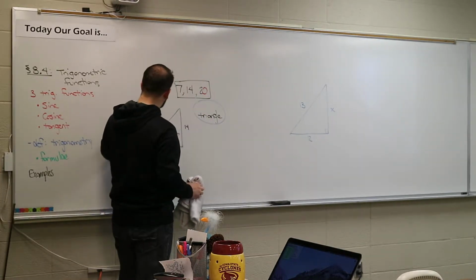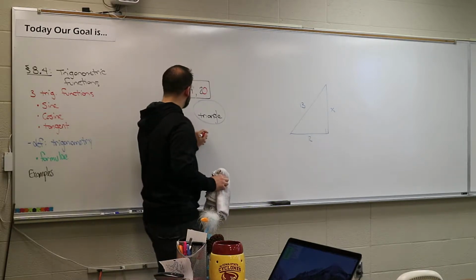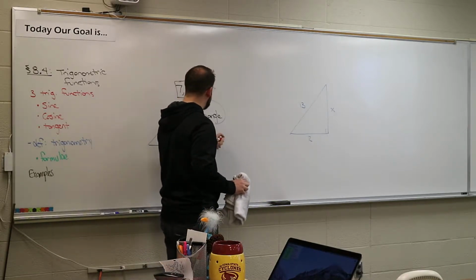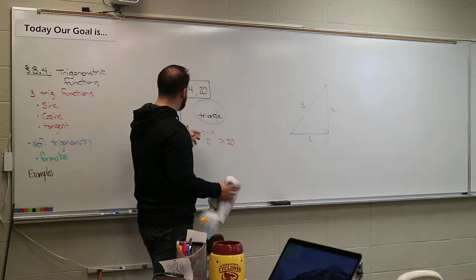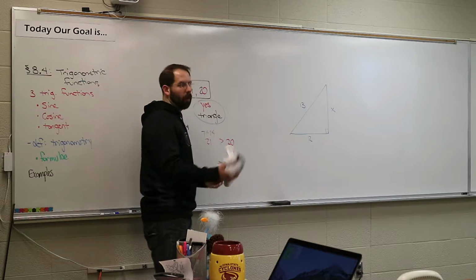So we're going to do this. This is 20 now. So you add these up: 7 plus 14, yeah, that makes 21. And the other side was 20. So yeah, it is bigger than the other wall. So yes, this is a triangle. Now we have to figure out what type.